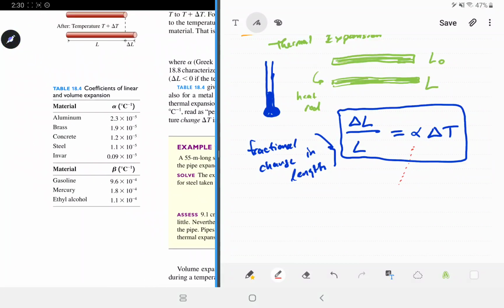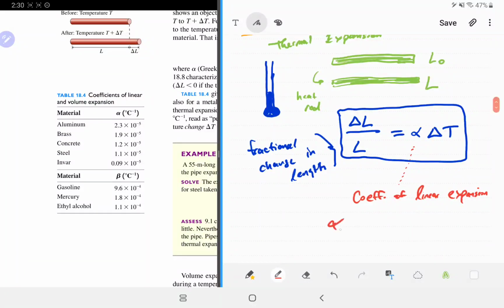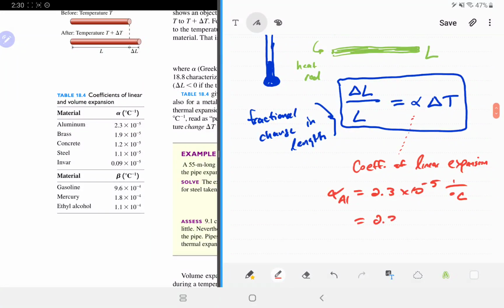So here are a couple characteristic quantities. And notice how they're called the coefficients of linear expansion. Okay, so this has units. Here we see that the table is in per degrees C. So for example, alpha for aluminum is equal to 2.3 times 10 to the minus 5. Now you can write this as 1 over degrees C, or this is the same thing as 2.3 times 10 to the minus 5 per Kelvin.